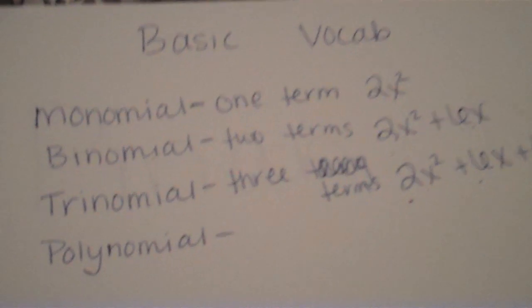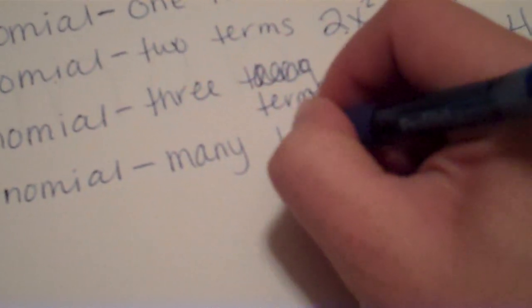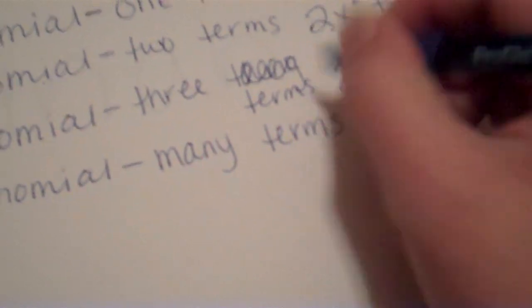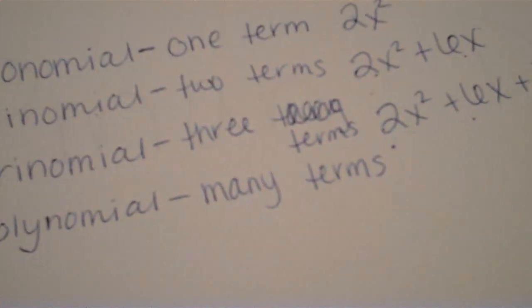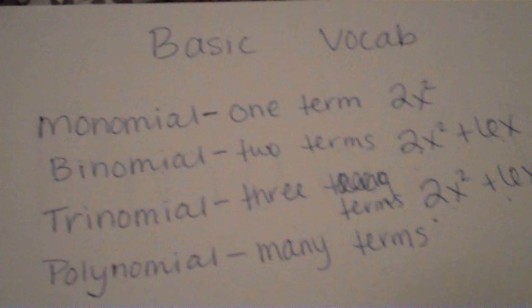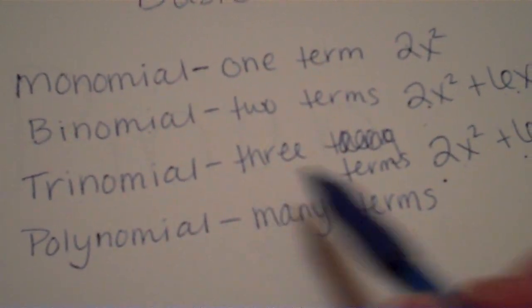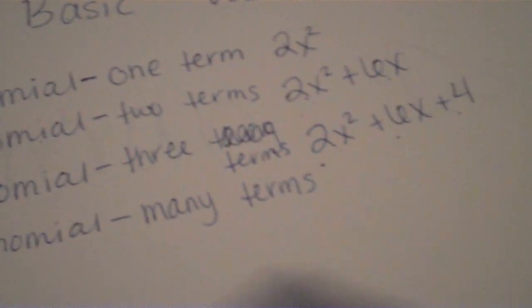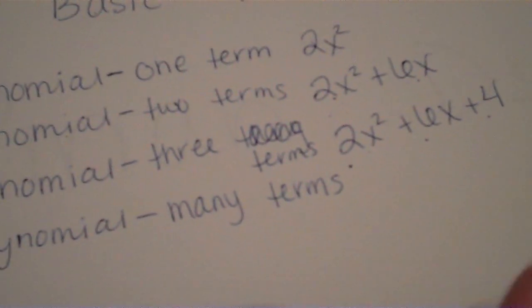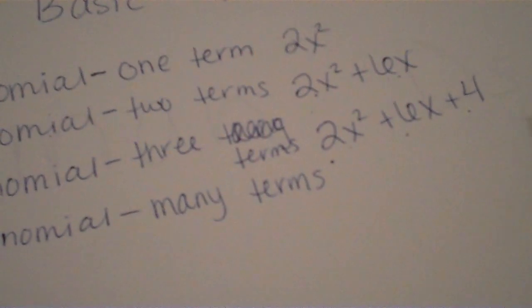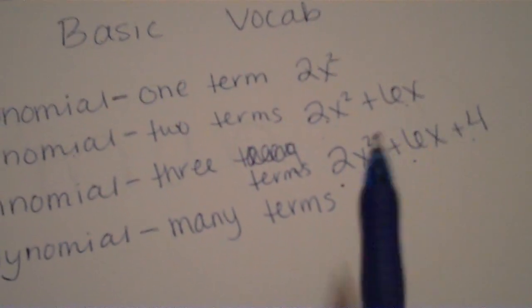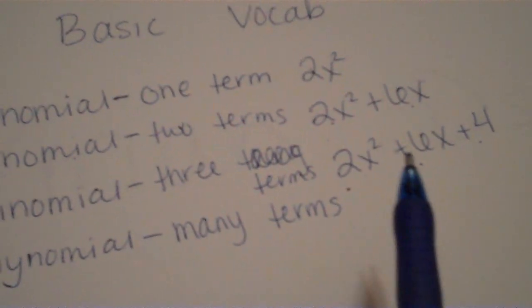Okay? Polynomial means many terms. So poly means many. Like a polygon is a shape with a lot of sides. Many terms. So it could have 1 term, 2 terms, 3 terms, or it could have like 5 terms. I'm not going to write them out, but 5 terms. So polynomial just means you got a bunch of stuff going on. Alright? Well, remember we're distributing and combining like terms.